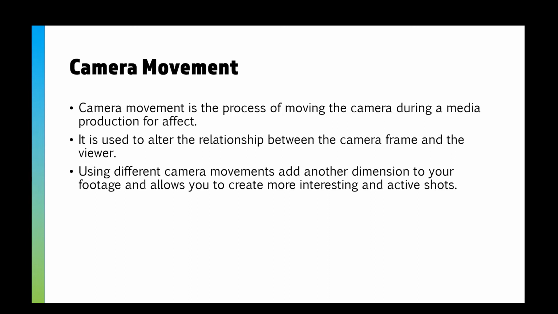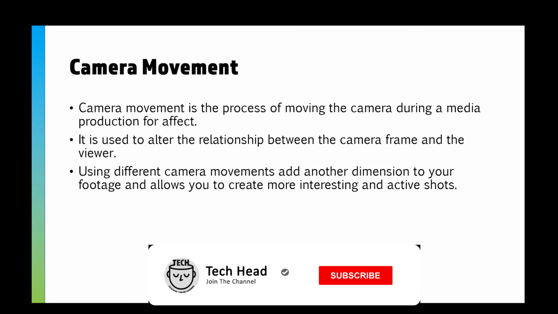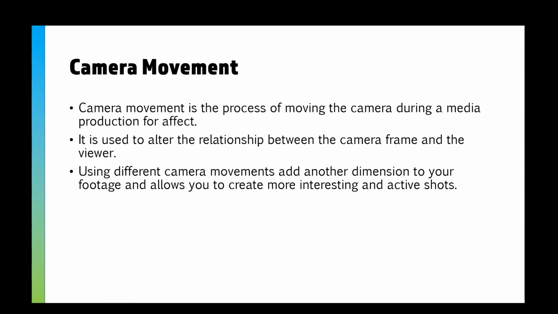So what is camera movement? So camera movement is the process of moving the camera during a media production for some form of effect. So it's used to alter the relationship between the camera frame and the viewer. So it adds almost like an extra dimension to our footage, so we can make the footage a lot more interesting and a lot more active. Instead of just being the camera stood still, your actors are doing whatever, you can sort of almost make the viewer feel a little bit more involved, and it just adds, as I've said, that extra dimension that improves the interest of your shot and your engagement for the shot.